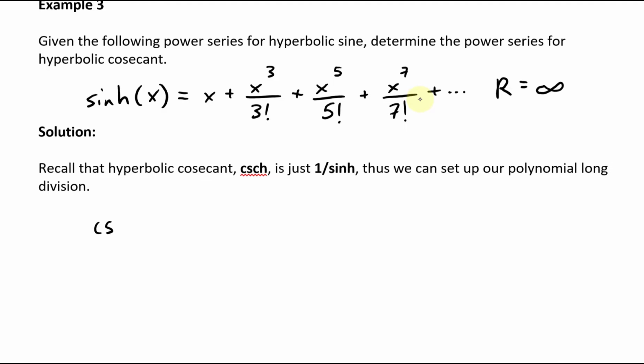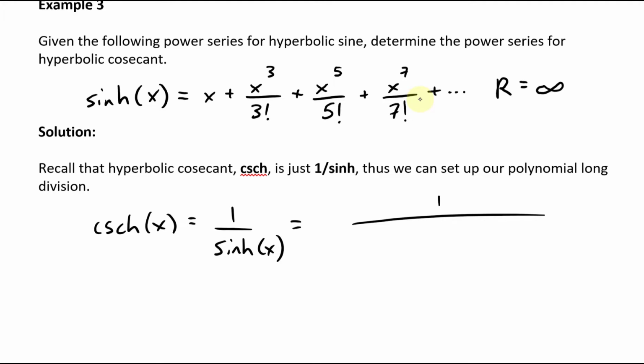So hyperbolic cosecant of x is equal to 1 over sinh of x. So in other words, we're going to be dividing this entire thing by 1. So 1 over, and let's put this whole thing in: x plus x to the 3 over 3 factorial. That is just 3 times 2 is 6. We already solved this one.